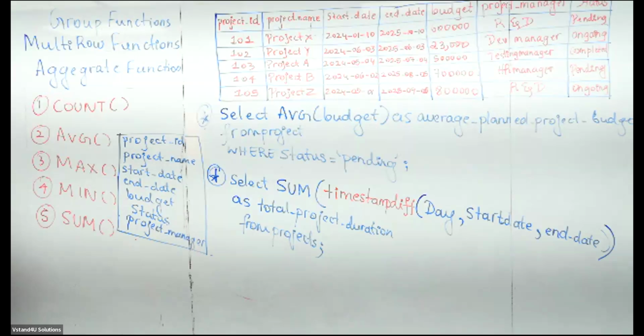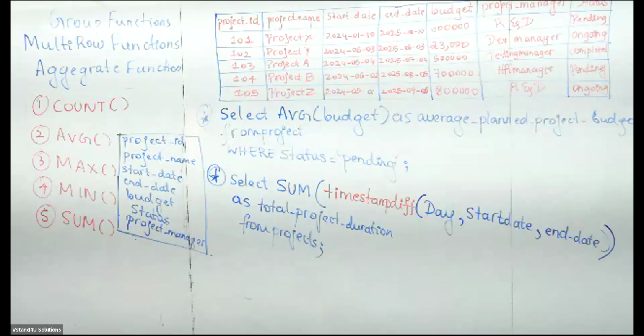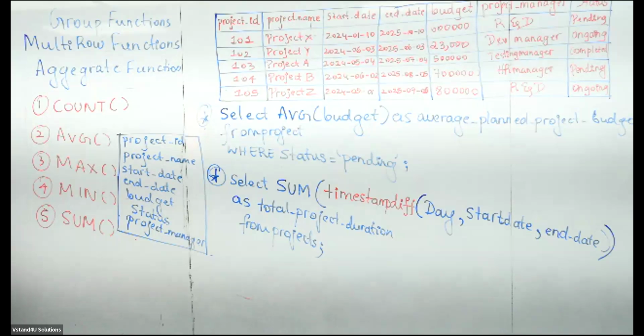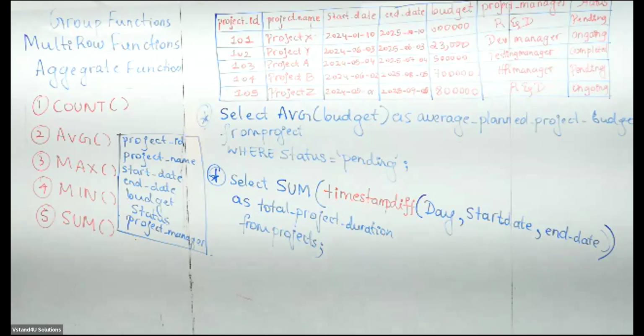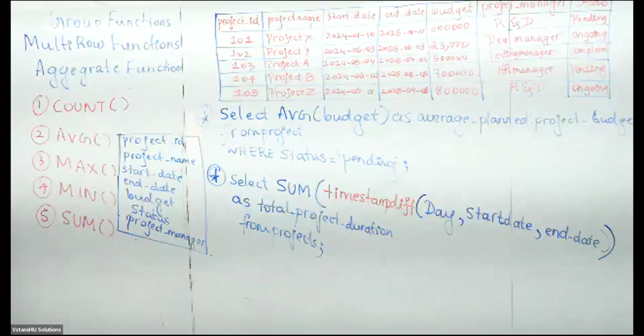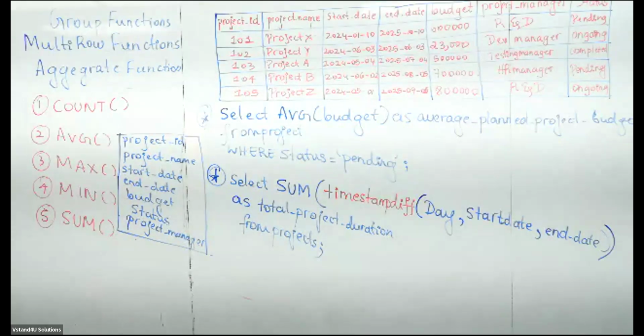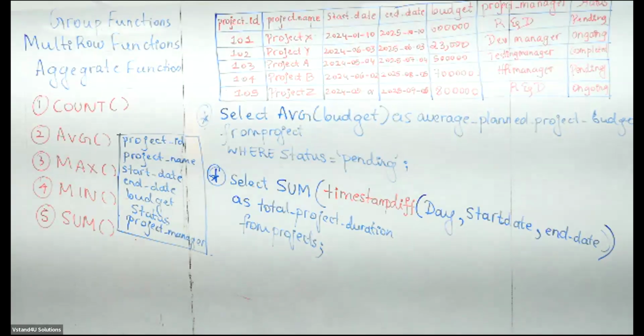Okay, take down the next query. Write a query to find the average duration in days of all projects in the project table and display the output as average project duration.